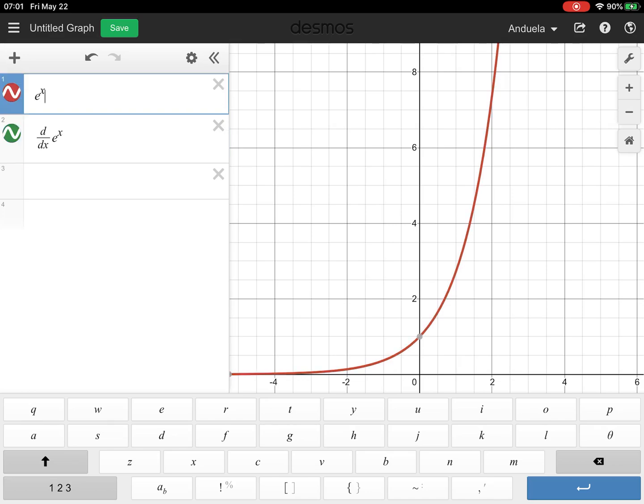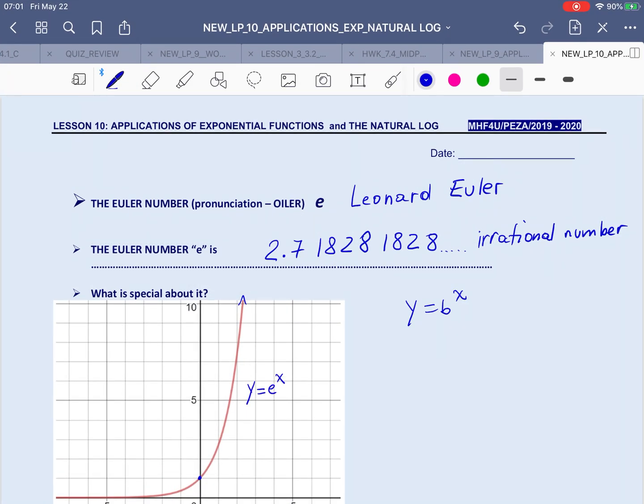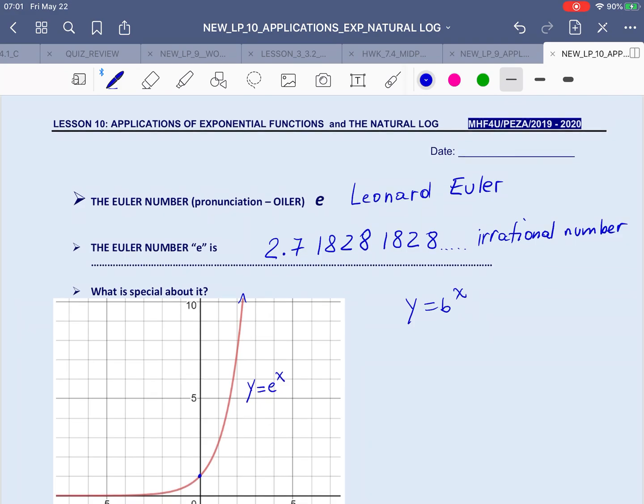Red. This would be the derivative of e to the power of x. Change again, back and forth. Did the graph move? The graph didn't move because, guess what? There was an overlap of e to the power of x and its derivative. So what does that tell us?